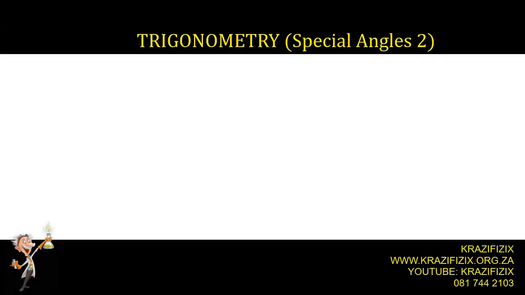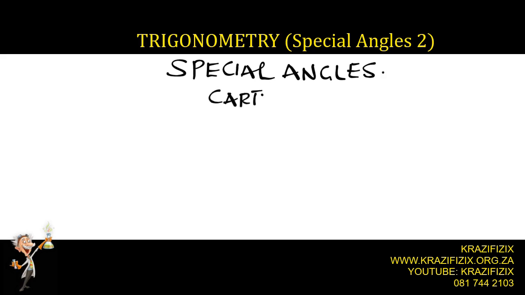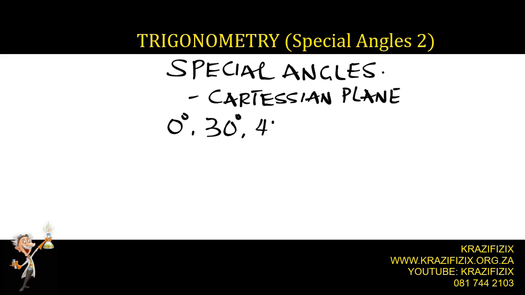Welcome to video number 4. In this video we are going to still focus on special angles and extend the information a little bit. And our special angles this time would be using a Cartesian plane. So that's the focus. And this will allow us to check what 0 degrees would look like, what 30 degrees would look like, what 45 degrees would look like, what 60 degrees, and what 90 degrees would look like.